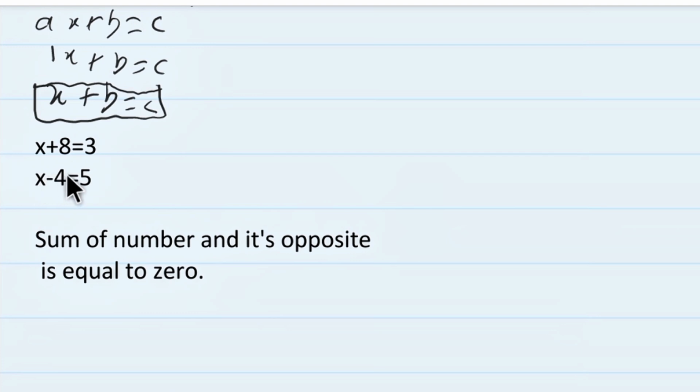Similarly, the equation x minus 4 is equal to 5 is an equation of this type: x plus b is equal to c, in which the coefficient of x is 1. But before solving these equations, we learn some very basic properties of real numbers.